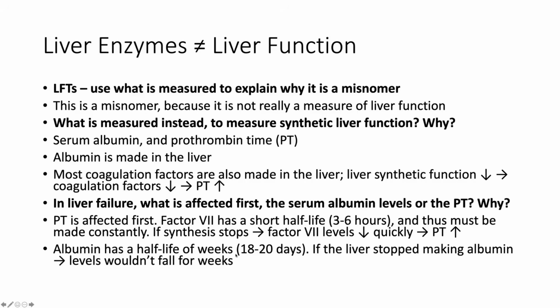As opposed to albumin, as IO pointed out, albumin has a very long half-life. So again, 5 half-lives to go from 100% to 0, or to go from 0 to 100%. That's a semi-common pharm question for Step 1. So it would only take about 15 hours to get to near 0 levels for factor 7, less than a day. But for albumin, 5 half-lives is like 100 days. That's almost 3.5 months. So if the liver stopped making albumin, the levels wouldn't fall for a while.